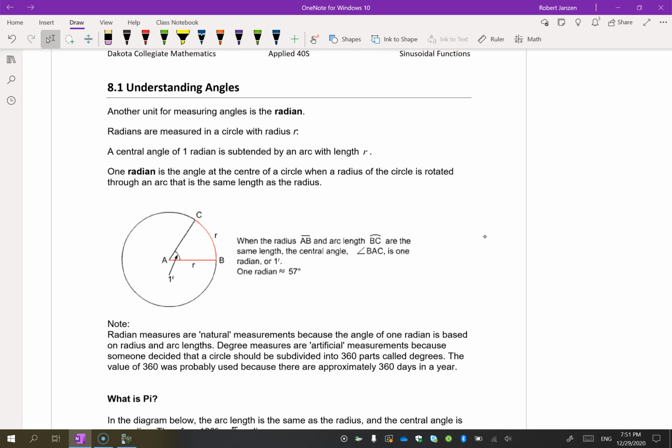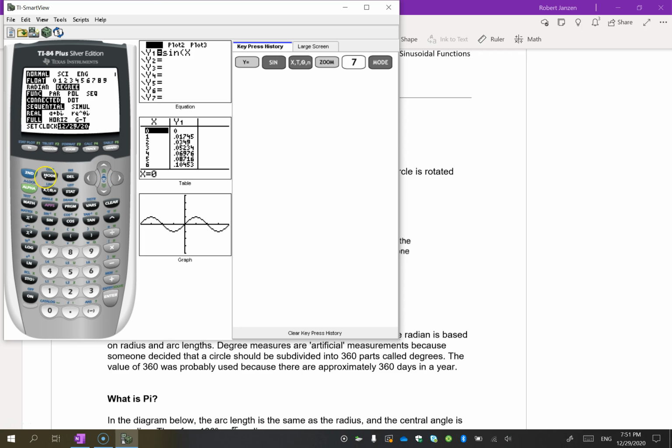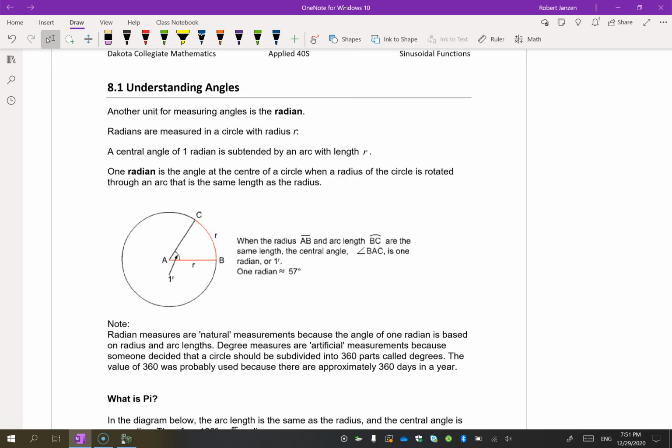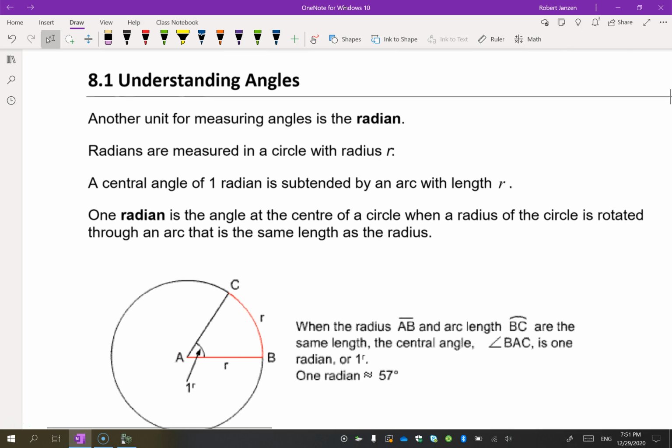The next lesson is about angles and angle measurements. You remember when I showed you the calculator before and I said when you go to mode, you can be either in radians or degrees. Well, I want to talk a little bit about the measurement of radians.